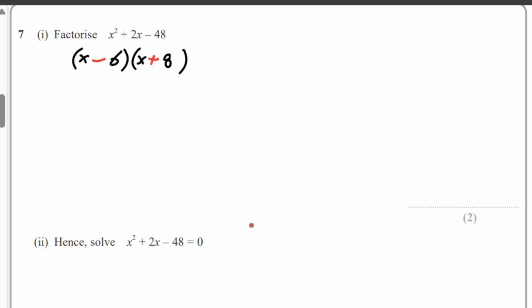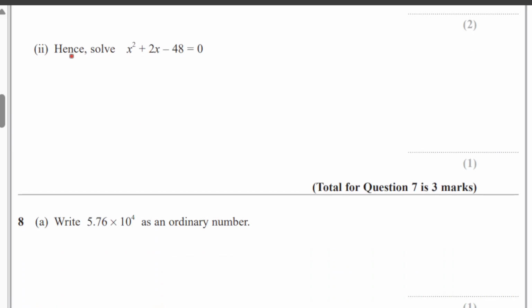Now let's look at the second part here. They say, hence, solve. That means because you factorized, solve it. What you will do is open your nice brackets again, and bring the same brackets from the first part and make it equal 0. Now you have two numbers multiplied to make 0. This times this makes 0.